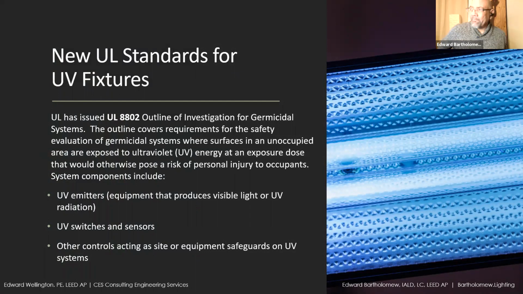UL has stepped up and has developed a standard, UL 8802. It's an investigation, so they haven't created a full standard yet, but it's what they call an investigation for germicidal systems. It's for UV emitters, for switches and sensors, and for the complete system, both UV within HVAC systems and outside of HVAC systems.